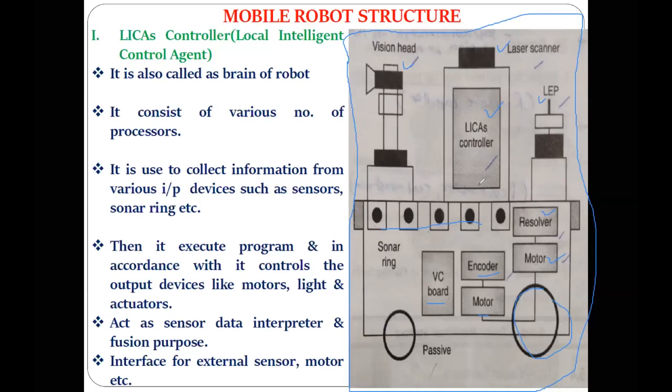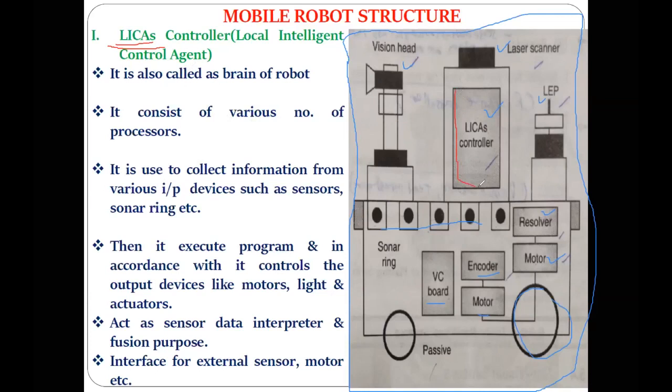Okay, what we have to see now is what exactly these different functional modules do, and how the robot works by using these different kinds of components. On this topic, most of the time the question asked is to explain the mobile robot hardware or the structure of the mobile robot. So this diagram is very important, and in the textbooks you refer to, only the diagram is given, with no explanation of these components. So afterwards you can write down what these components are utilized for. Now we'll discuss each of these components one by one. Firstly, we have the LICA controller.